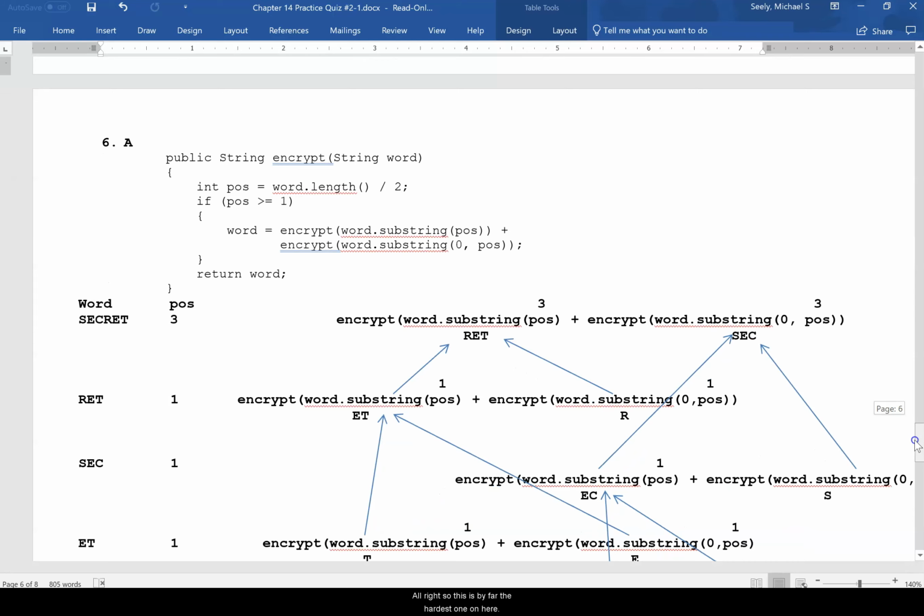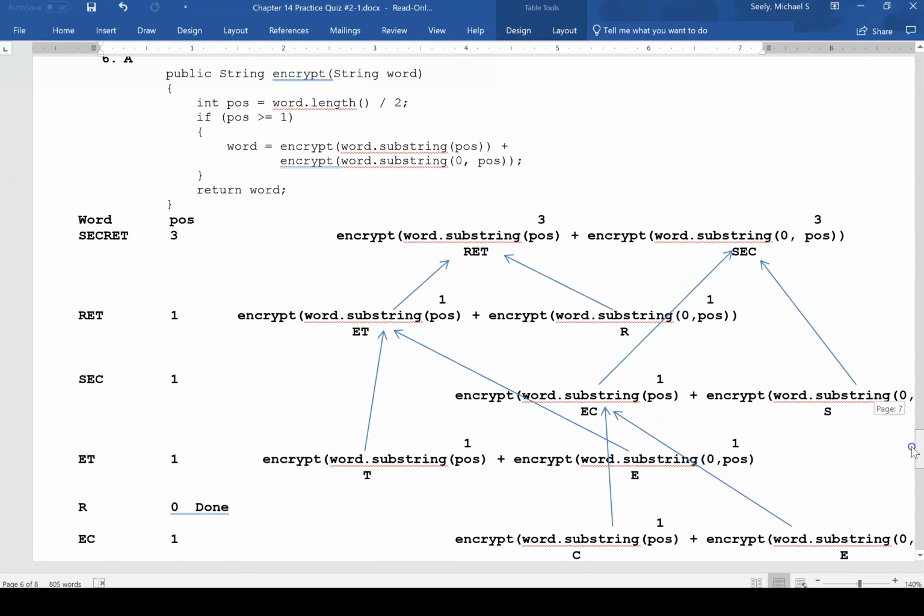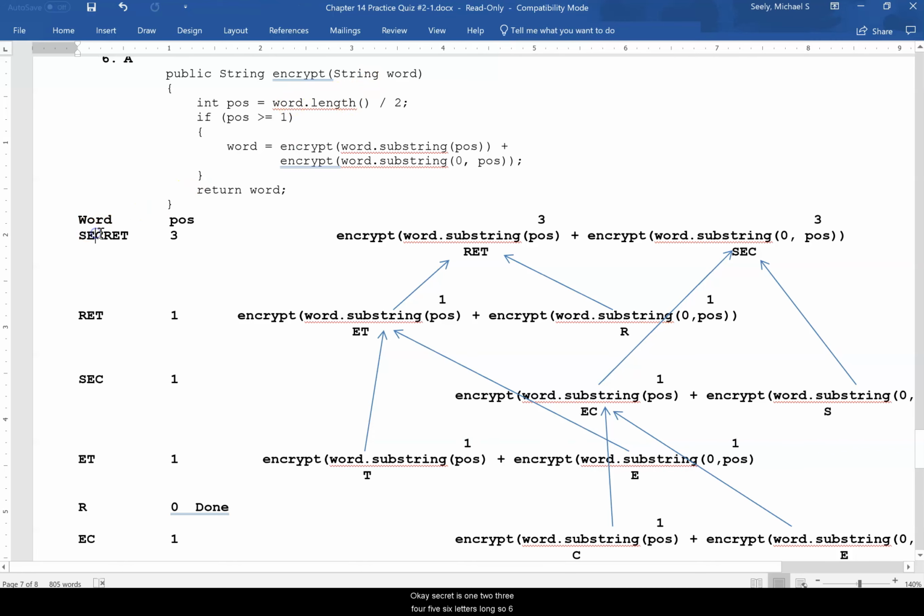All right, so this is by far the hardest one on here. So we got this word secret that gets passed into encrypt. Okay, secret is 1, 2, 3, 4, 5, 6 letters long. So 6 divided by 2 gives us our POS of 3. Okay, so then we have this encrypt. Here's our first call to encrypt, and there's 3 that's being passed into here.